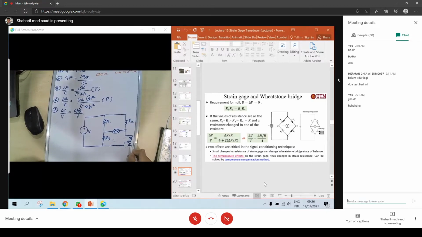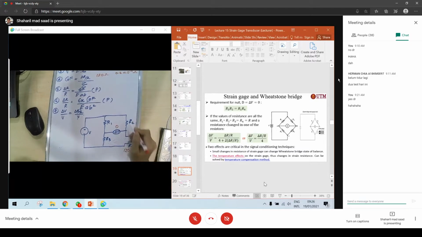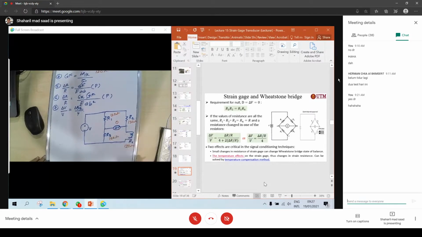For example, let's look at these values. The initial value we choose is 120 ohm, and to make sure that the offset value equals 0, we choose all the same value, 120 ohm each. So when R2 times R3 equals R1 times R4, we get your delta V equal to 0. Done. However, when you apply your strain gauge on a certain object, it will have some effect. We call it a temperature effect.